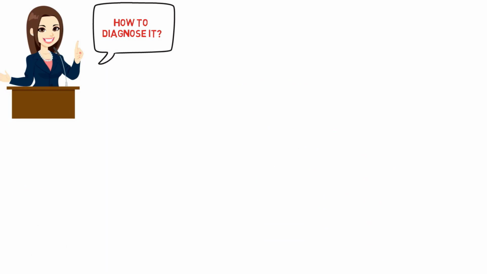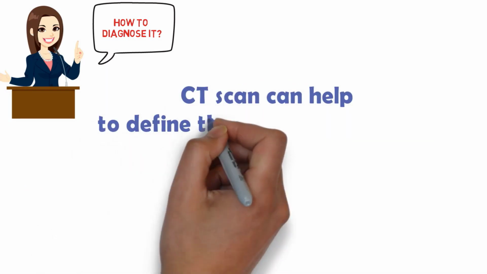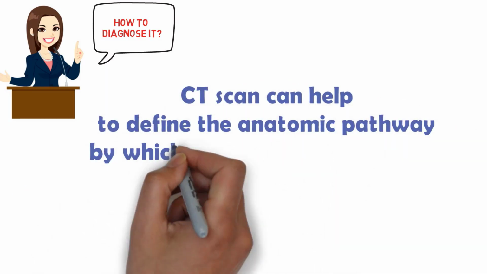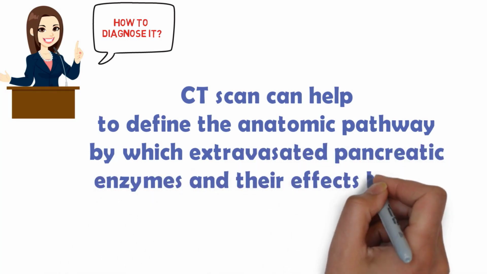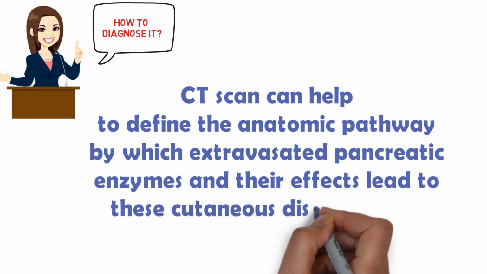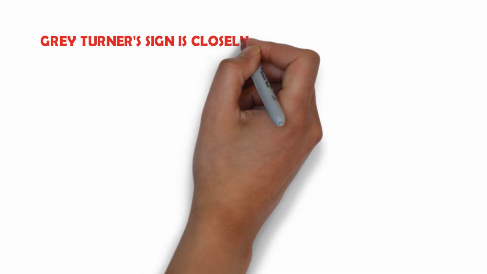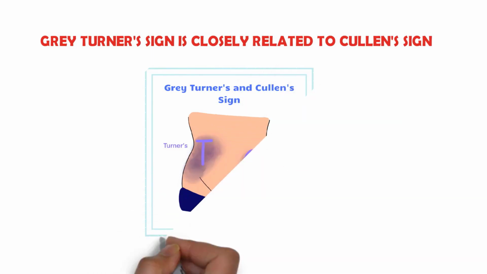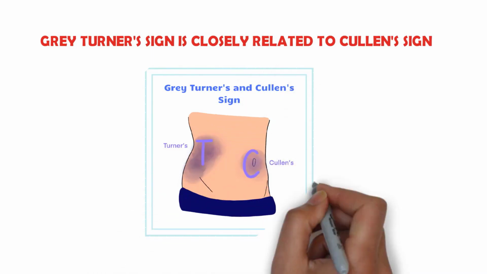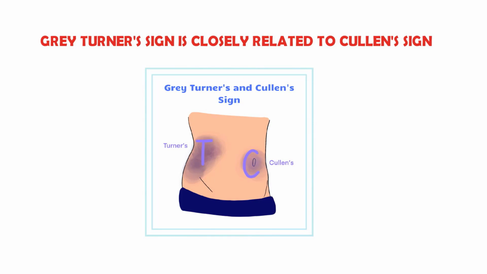How is it diagnosed? A CT scan can help to define the anatomic pathway by which the extravasated pancreatic enzymes and their effects lead to cutaneous discolorations. Grey Turner sign is closely related to Cullen's sign. As you can see in this picture, Grey Turner sign may be accompanied by Cullen's sign. Both signs may be indicative of pancreatic necrosis with retroperitoneal or intra-abdominal bleeding.